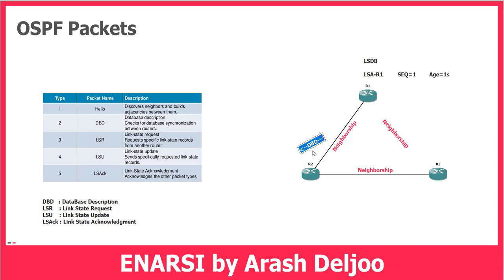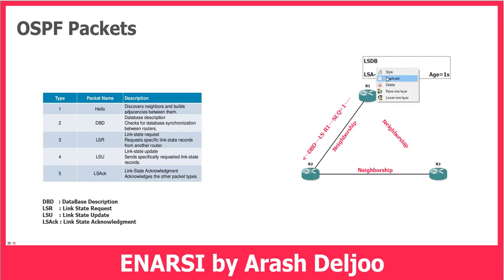What is the function, the usage of the DBD? For example, here we have this information. R1 says to R2 that I have the link state of R1. Here we don't have the real information; actually, here we have only a description. I have the link state of R1 with the sequence number of 1. Do you want it? This means that router 1 is now informing router 2 about this link state.